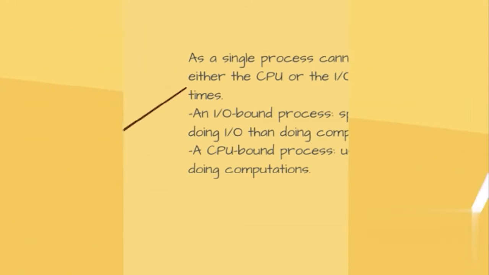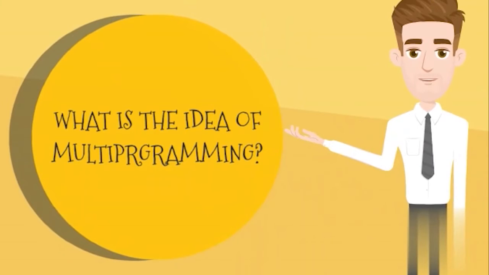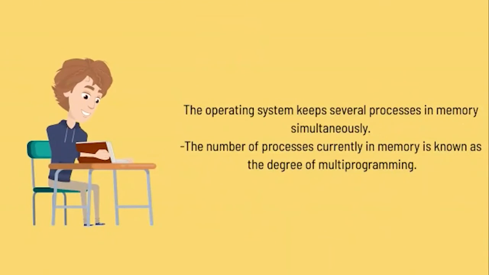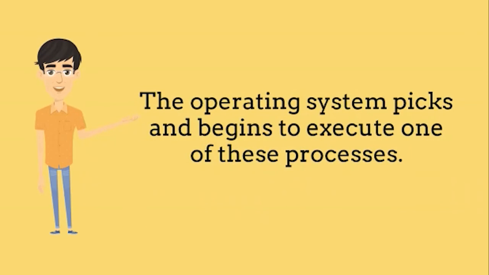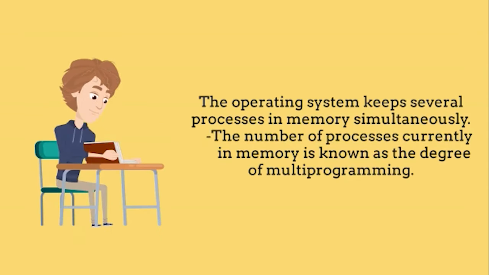What is the idea of multiprogramming? The operating system keeps several processes in memory simultaneously. The number of processes currently in memory is known as the degree of multiprogramming. The operating system picks and begins to execute one of these processes.